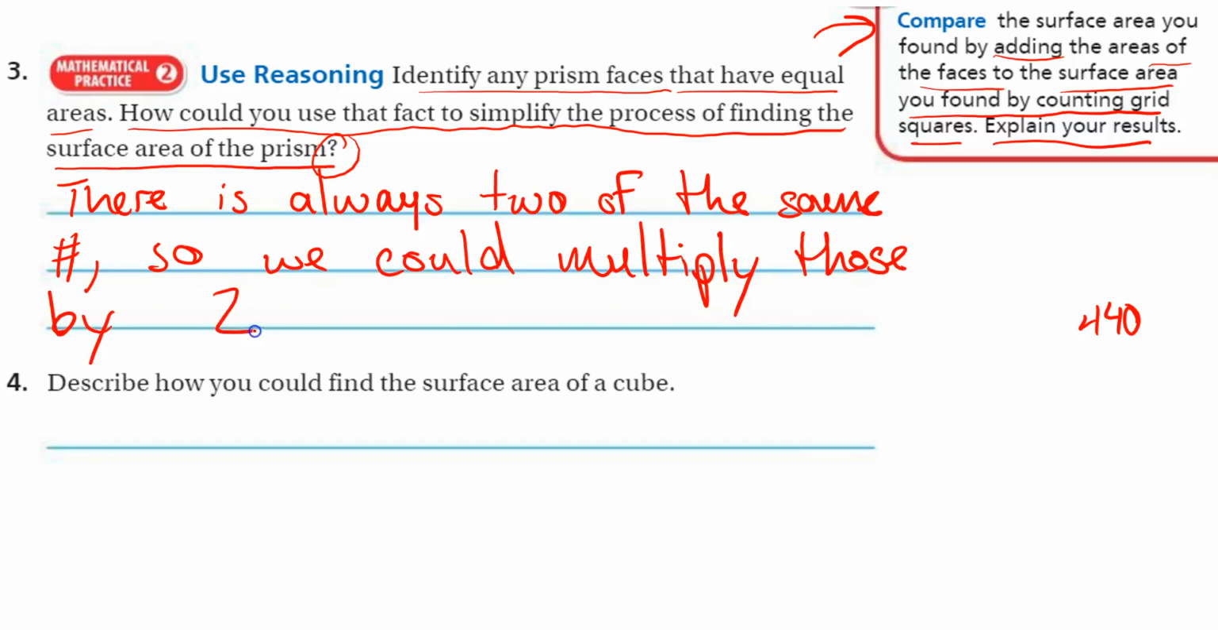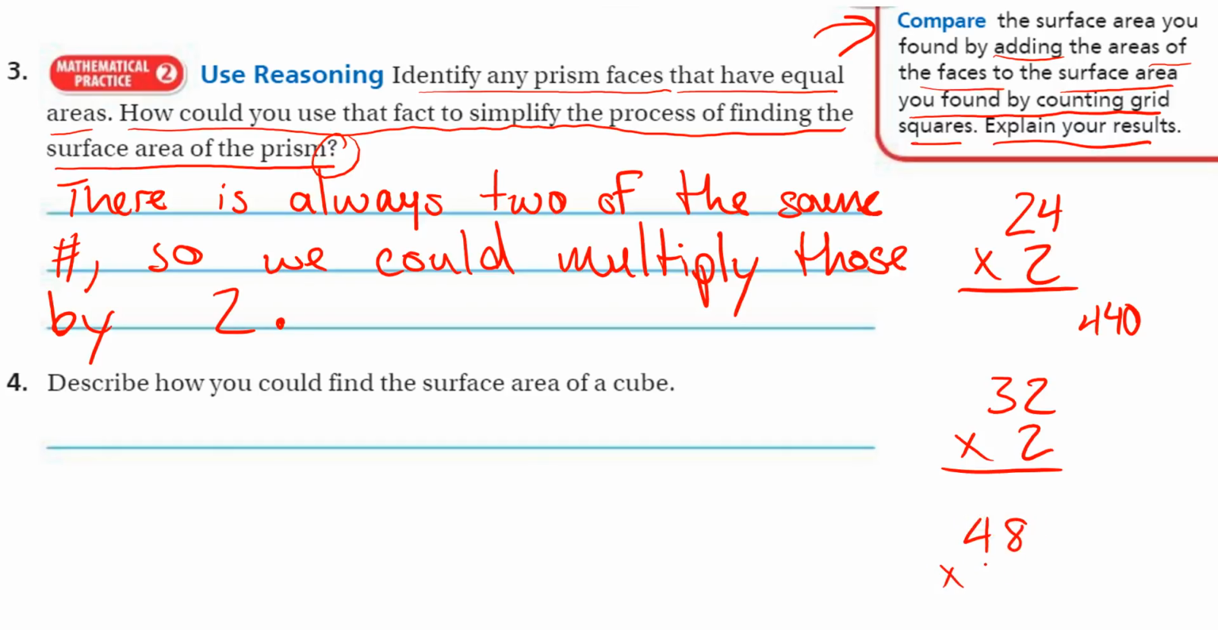by 2. So remember, there was two 24s, so we could say 24 times 2 plus 32 times 2 plus, what was the other one? 48 times 2. So we could do it that way as well, and then take these three numbers and add them together. So that would be another way.